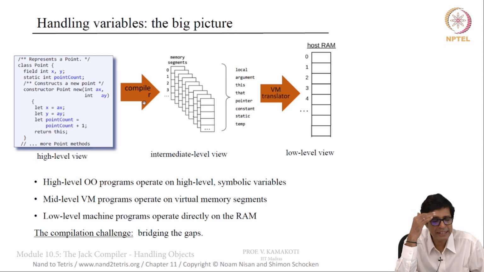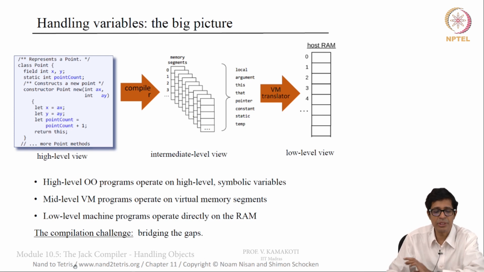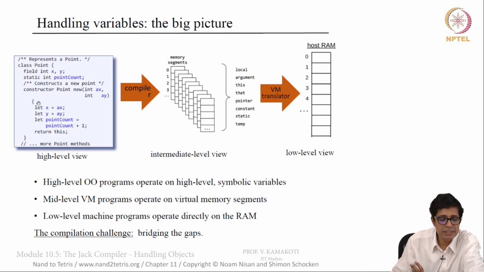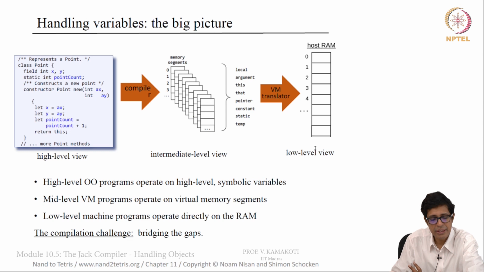Now, the moment we see I have class Point, field int x, y, static int pointCount. Now, I have a constructor for that class which is called Point new, int ax, int ay. Let x equal ax, let y equal ay, let pointCount equal pointCount plus 1, return this, and then go off, right. So, this is the Jack code, and we will see how this is going to get modeled onto this, right.